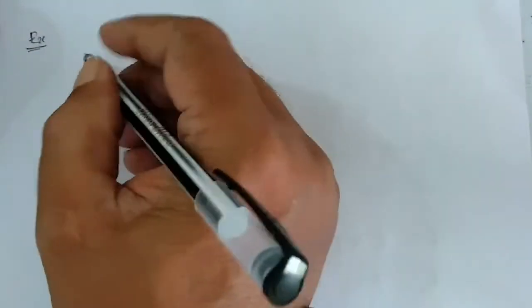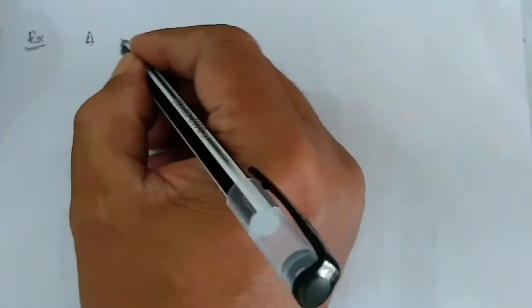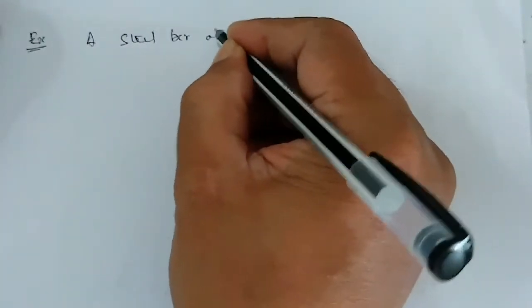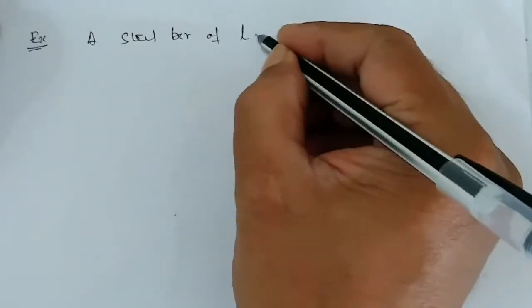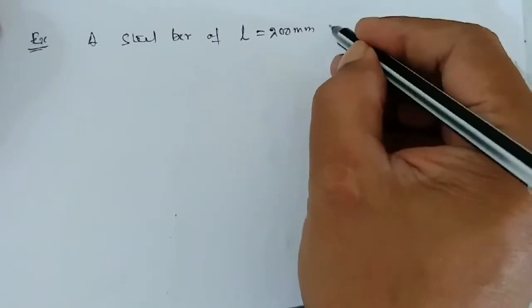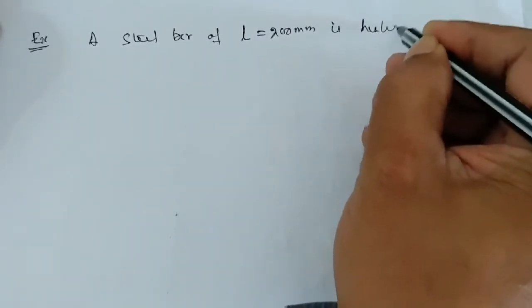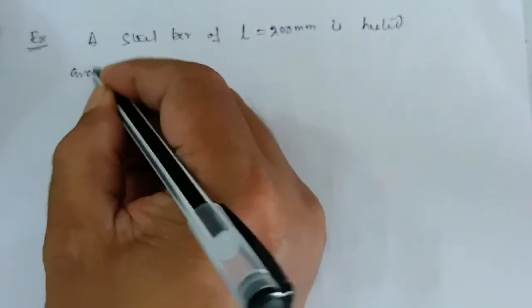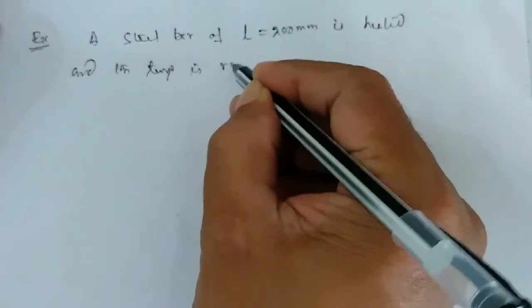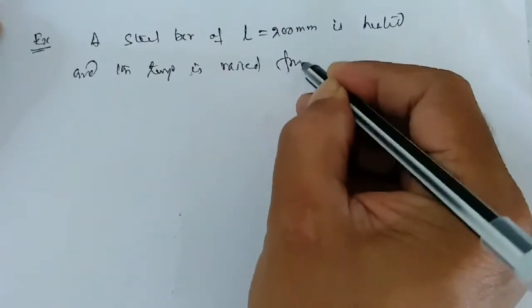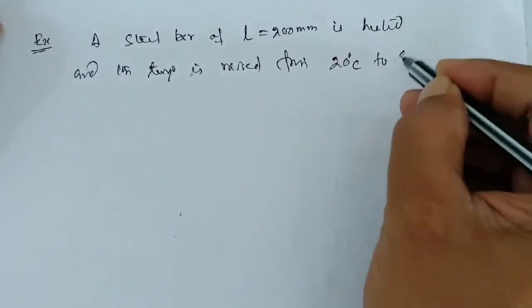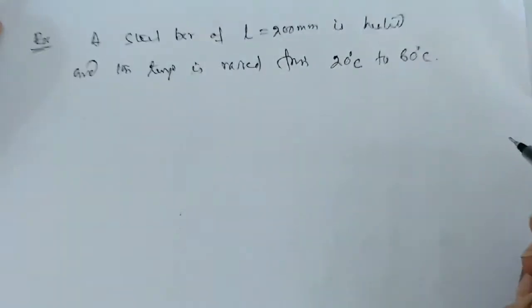Example: A steel bar of length 200 mm is heated and the temperature is raised from 20 degree centigrade to 60 degree centigrade.